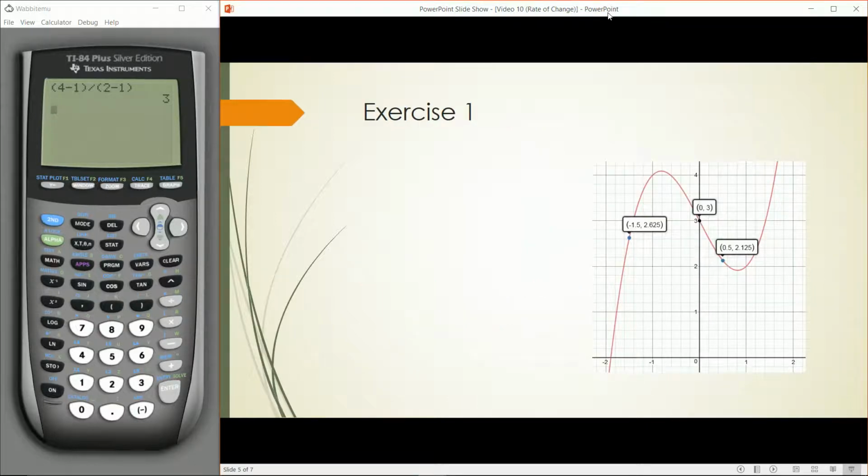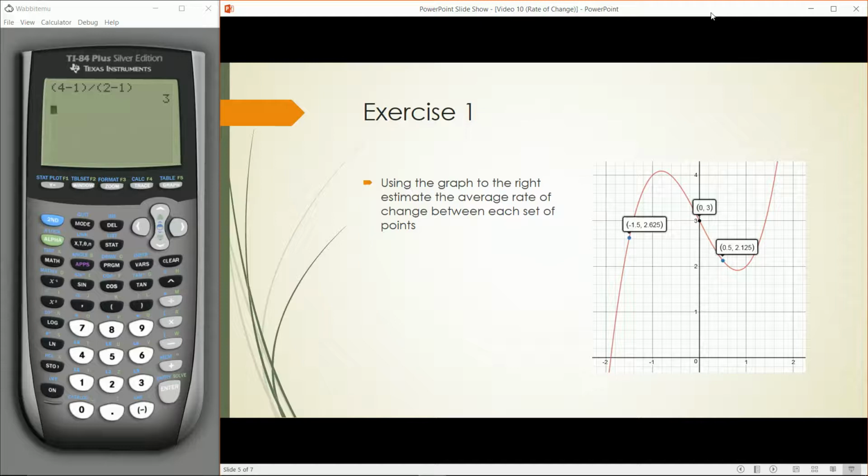So let's take a look at one exercise. Here's this graph with these 3 points. Using the graph, I want you to find the average rate of change between each set of points. So between the first point and second point, first point and third point, and second point and third point. Go ahead and pause it and get those 3 together. Should be pretty straightforward.